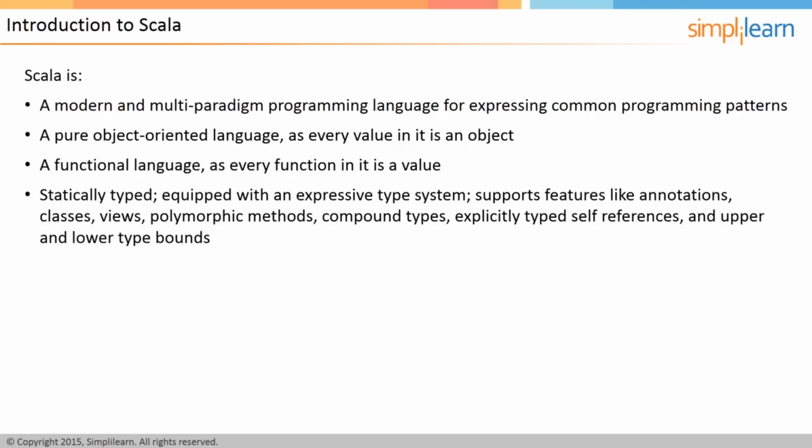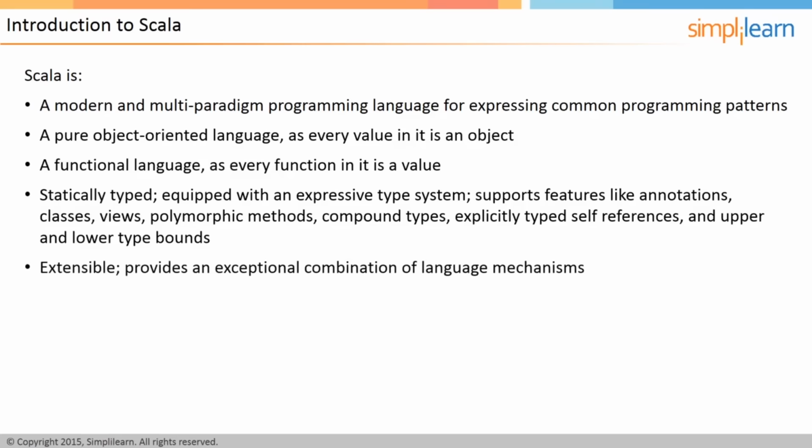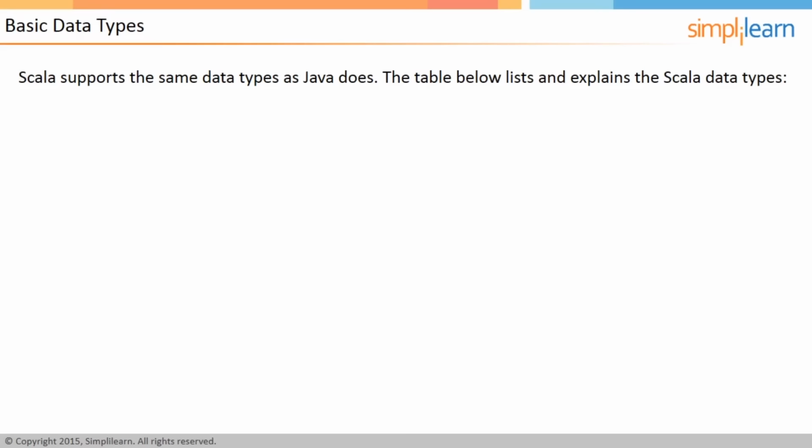Scala supports the same data types as Java does, with the same precision and memory footprint. The table on the screen lists and explains all the basic data types used in Scala. These are byte, short, integer, long, float, double, character, string, unit, null, boolean, any reference, and nothing. The rules used by Scala for literals are easy and intuitive.